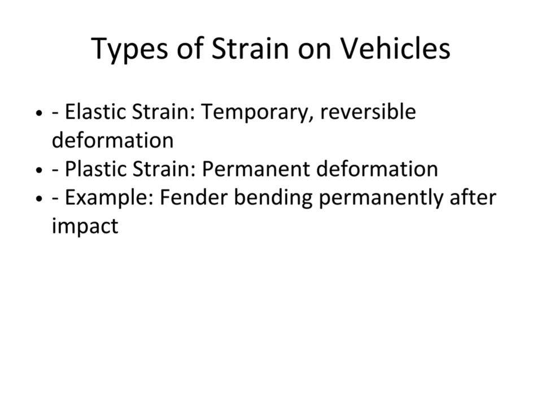An example of it can be a fender bending permanently after impact. When the fender hits something, it permanently deforms and changes its shape, and this deformation can't be reversed. So these are the types of strains on a body.